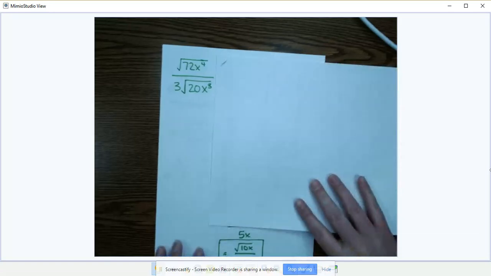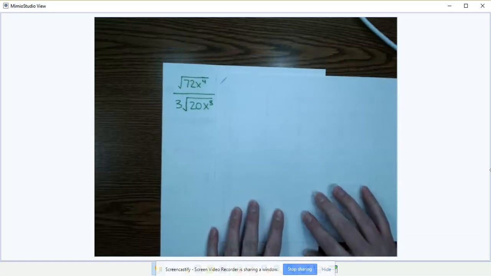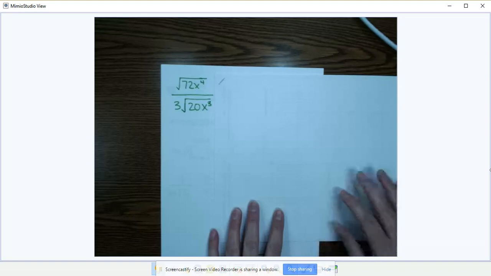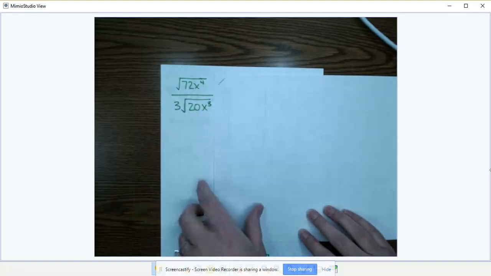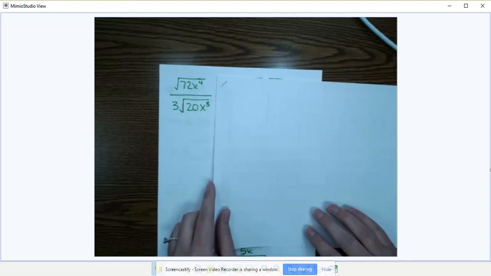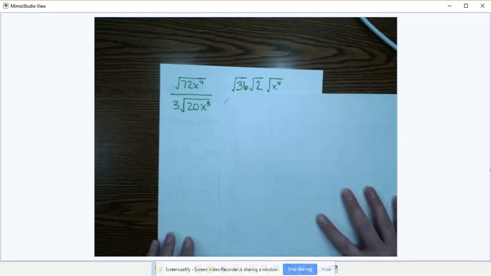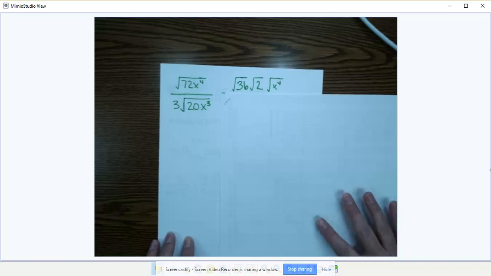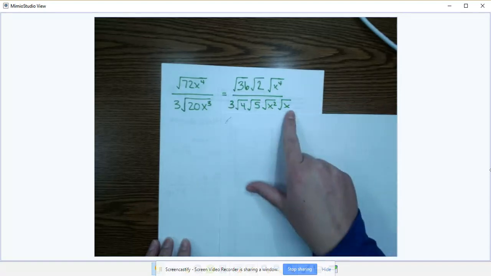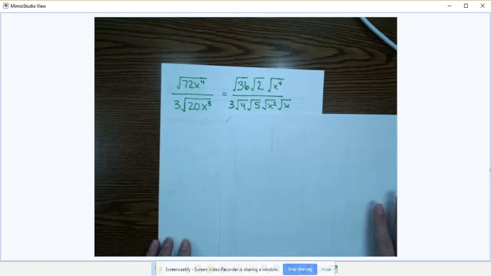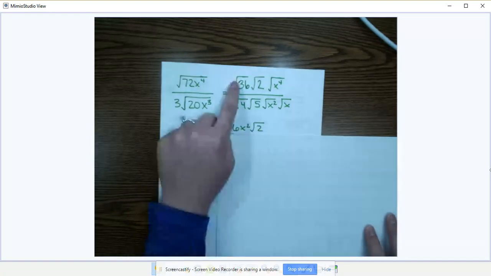Okay, square root of 72 x to the fourth over 3 root 20 x cubed. Lots going on here. We can split this into two parts. So we want to simplify before we go ahead and multiply. So root 36 root 2 root x to the fourth, and then the denominator would be 3 times root 4 root 5 root x squared root x. Remember, we want to get it into as many x squareds as we can, since the square root of x squared is just x.